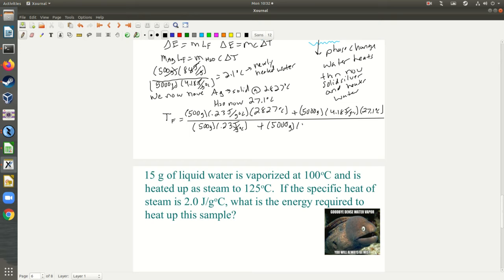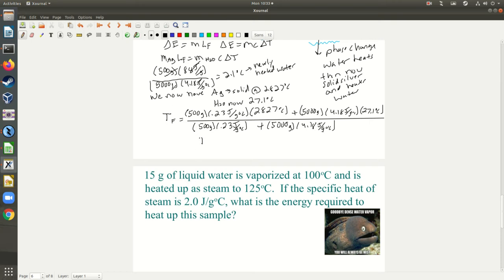Anywho, 5,000 grams, 4.18 joules per gram degrees Celsius. So, get my trusty calculator out. Then I go 500 times 0.23 times 2827 plus 5,000 times 4.18 times 27.1, and then I divide those by the heat capacities. That's 500 times 0.23 plus 5,000 times 4.18, close, we get 42.4.